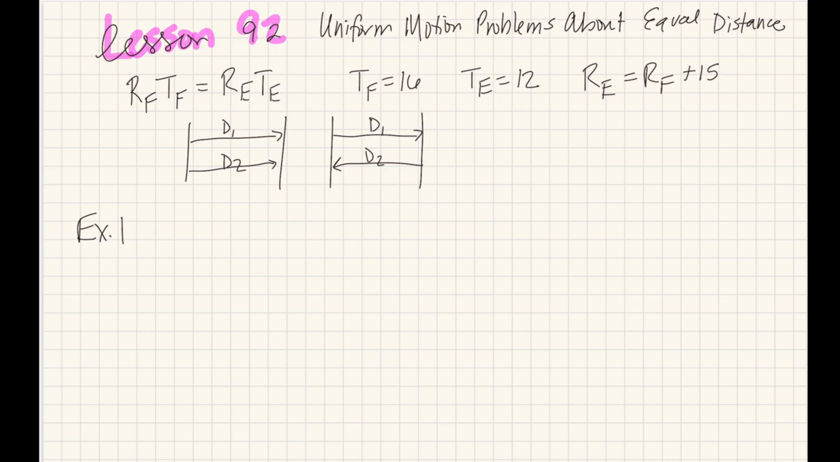Example number 1 says, on Tuesday, the express train made the trip in 12 hours. On Wednesday, the freight train made the same trip in 16 hours. Find the rate of each train as the rate of the freight train was 15 kilometers per hour less than the rate of the express train. So this is something I know, that the distance of the express train was the same as the distance of the freight train. So the distance of the express is equal to the distance of the freight.